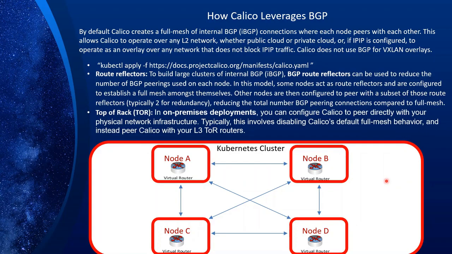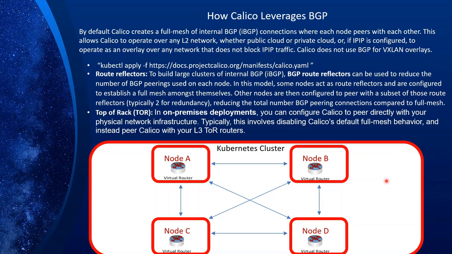If we set up Kubernetes on our premise, on maybe an internal cloud, we have full control. We can configure Calico to peer directly with our physical network infrastructure. What it means, typically, is we disable Calico's default full mesh behavior, and instead we peer Calico with our L3 top of the rack router.